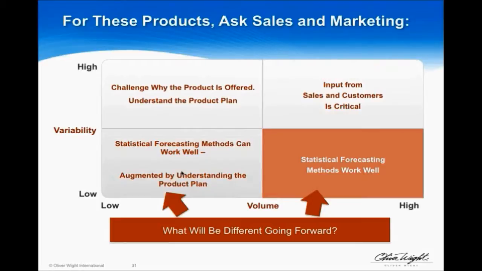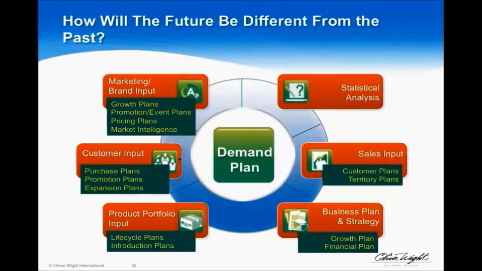Now, for those products with high variability, the statistical forecast won't be as reliable. So it's imperative in those cases to get input from sales and marketing. This is where you'd ideally like sales and marketing to focus their time and effort. But you need to ask sales and marketing certain questions. Here are some topics to consider when you're asking sales and marketing to give you input on their future plans and how they're influencing demand going forward.